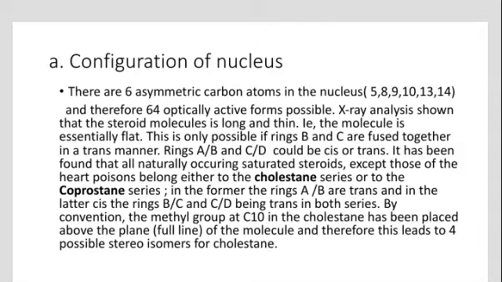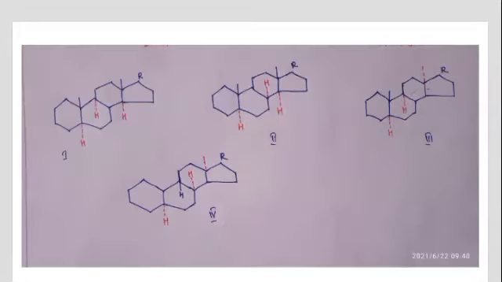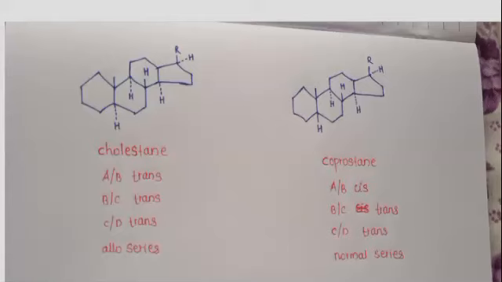By convention, the methyl group at the 10th carbon in cholesterol has been placed above the plane of the molecule, and this leads to 4 possible stereoisomers of cholesterol. Those 4 possible isomers of cholesterol are given here. The cholestane and coprostane structures are given here.